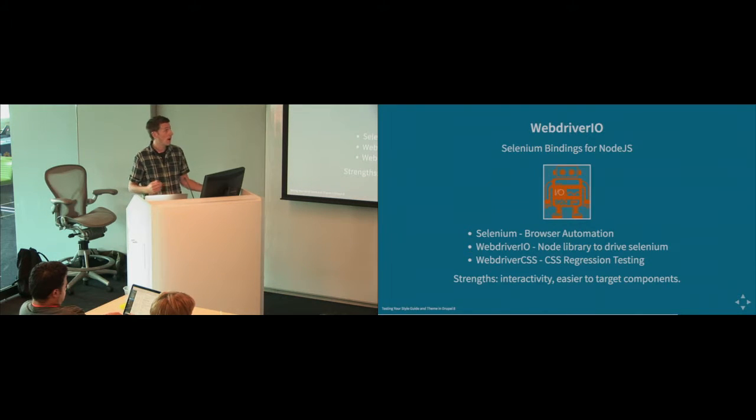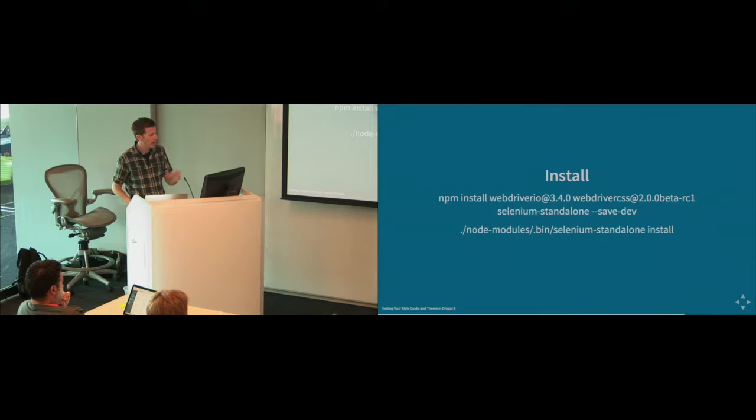WebDriver IO is a set of Selenium bindings for Node.js. So Selenium handles browser automation. WebDriver IO is a Node library that drives Selenium. And then WebDriver CSS handles that screenshot comparison testing that we've looked at. So what's great about this is that it's really easy to script some amount of interactivity into your tests, and it's a lot easier to target individual components. So we can look at what that would look like.